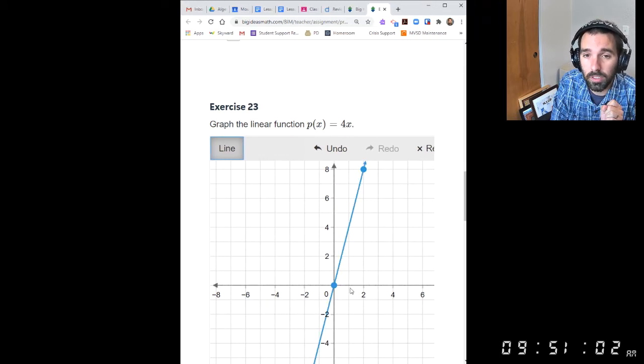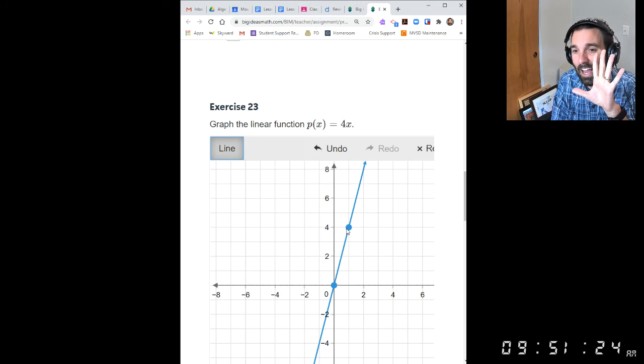Now remember, on the test, you're going to have to make a table and do 5 points, but for your homework, you're just going to need 2 to graph a line. So again, I'm just going to need 2 points. If I plug in 0 for x, 4 times 0 is 0. 2 times 4 is 8, or I could do 1 times 4. 1 times 4 is 4. So it doesn't matter what points you use. Just make sure you're practicing using 5.